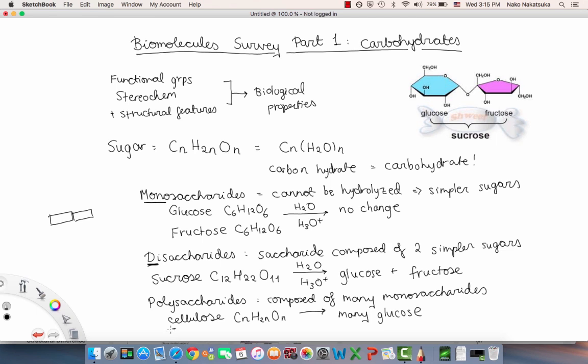Another polysaccharide is starch, which again has the same exact formula. What does that tell us? It's just an isomer that's arranged in a different way, because when you break up starch, you actually end up getting many glucose as well. So we'll see later on in this chapter how the functional groups as well as the stereochemistry actually give us very different biological properties. And you can already see that by looking at glucose and fructose and cellulose and starch.